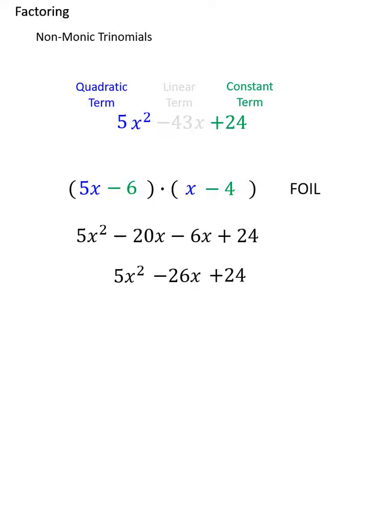The real question is, does this thing equal the original problem? In other words, have we been able to match the linear term? If you look at the two things in red, you'll notice there is no match there. What does that mean? It means our guess was wrong, and we have to guess again.